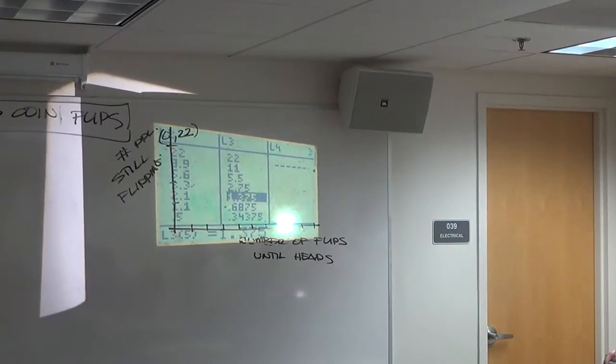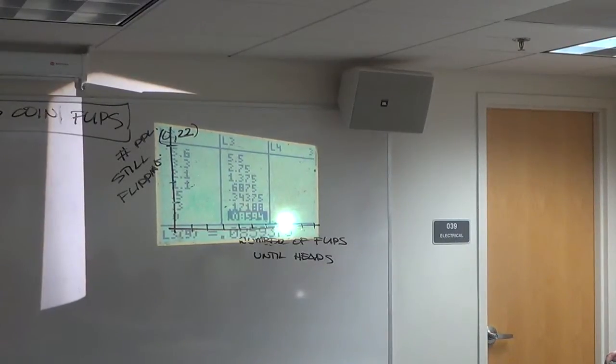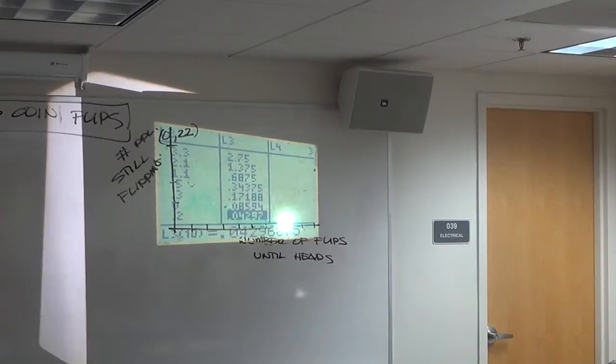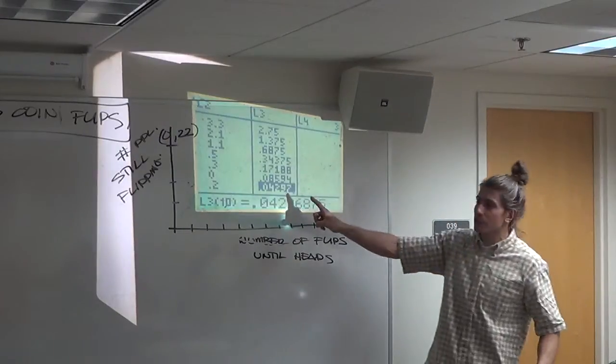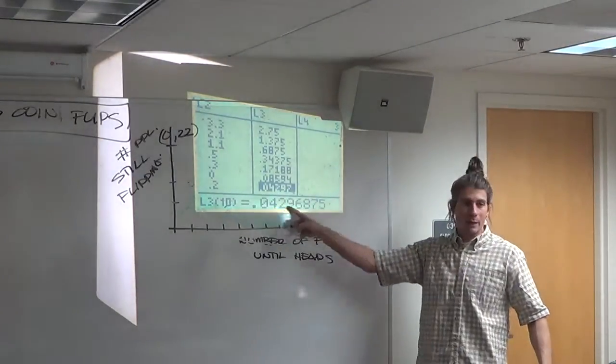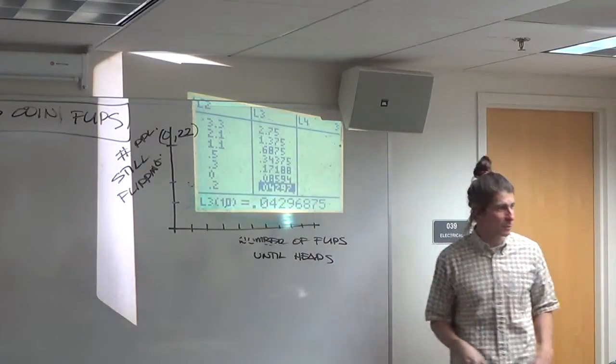1.375, 0.6875, 0.34375, and then I think we're done. No, we're going to keep going. That's the last one right there. Now you might notice the TI stops showing you more than 5 decibels after a while, but there's still more down here. It's just rounding them off to 5 decibels for you.